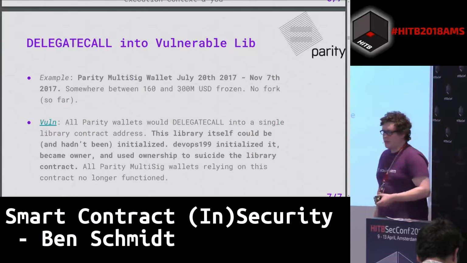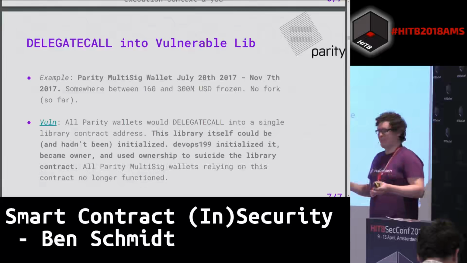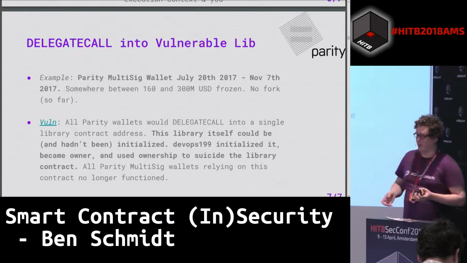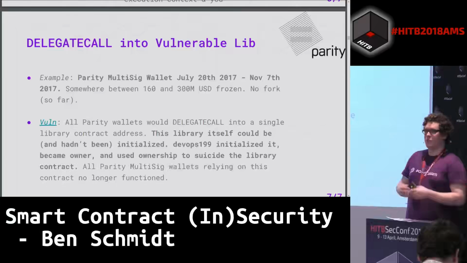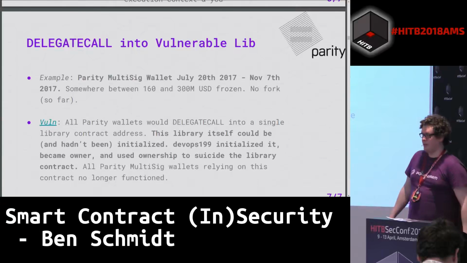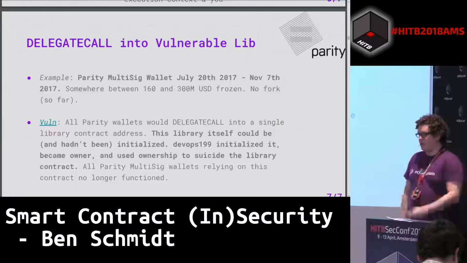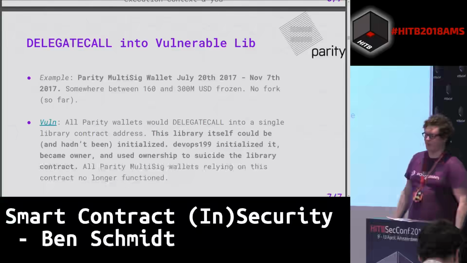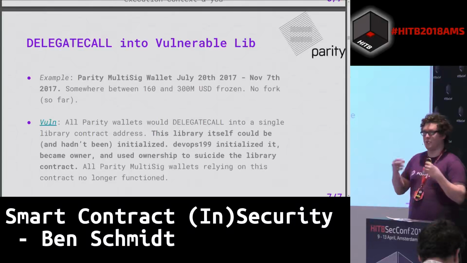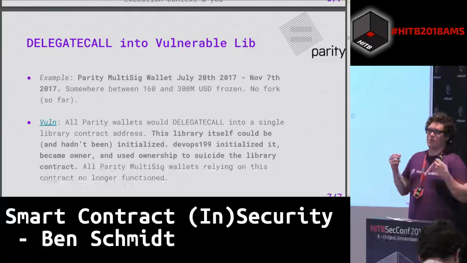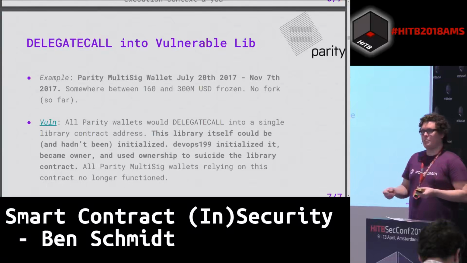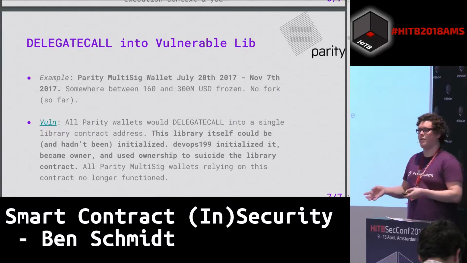So basically that allowed someone to freeze 160 to $300 million, depending on when you valued that. There was no fork to save those funds, so those funds are still locked up indefinitely. The vulnerability was obviously that the library itself wasn't initialized, and someone came in and initialized it, became owner, and used that ownership to suicide it. That's kind of crazy, but because of some of the complexities of the inter-contract operations, it's not necessarily obvious that this sort of thing would be a vulnerability.